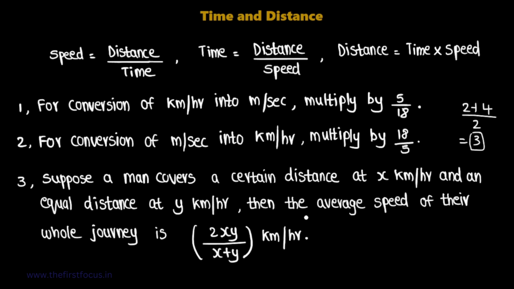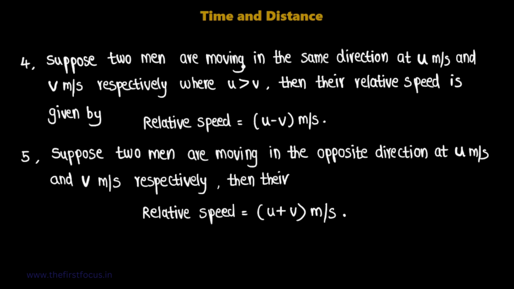Here we have two more formulas. Suppose two men are moving in the same direction at different speeds, and one man's speed is greater than the other man's speed, then their relative speed is given by the greater speed minus the smaller speed in m/s. Suppose two men are moving in the opposite direction at different speeds u and v respectively, then their relative speed is given by u plus v. Because in the same direction the distance decreases, in the opposite direction the distance increases. So we are subtracting here and adding here.